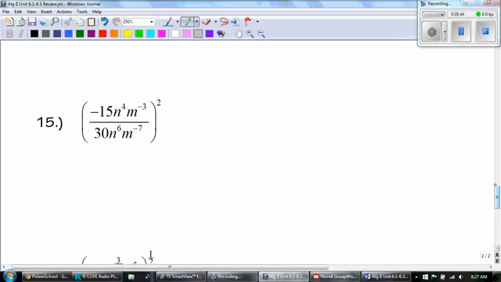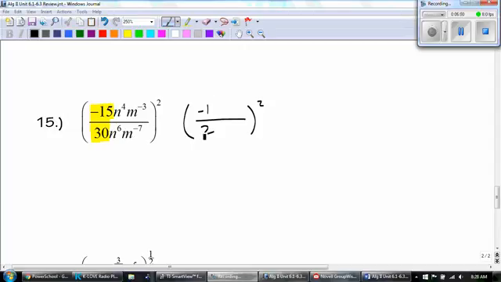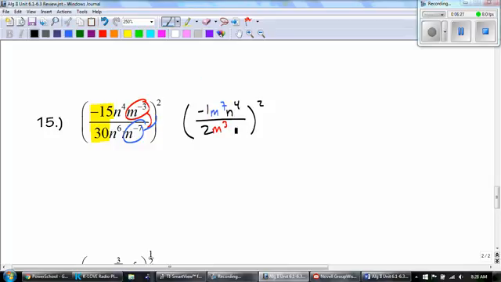All right, number 15. Always clean up the inside first, okay? Negative 15 divided by 3 is negative 1/2. The negative 1 goes on the top and the 2 goes on the bottom. I have negative exponents, so I'm going to move those first. The m cubed goes down. The m to the 7th goes up. And then we have n to the 4th and n to the 6th.